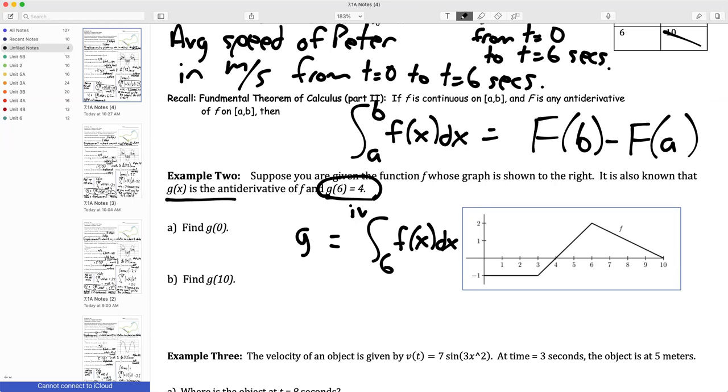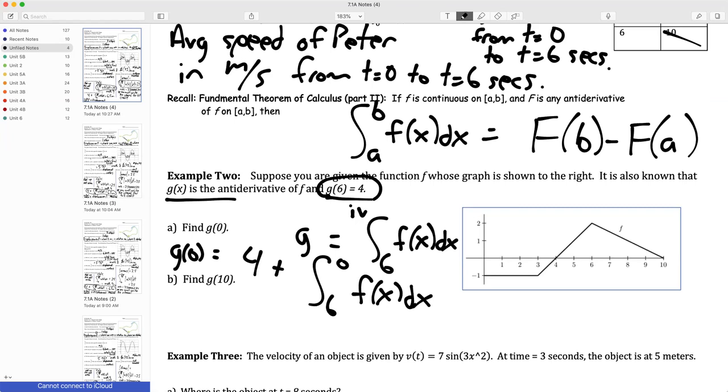Okay. So how else could you, for example, in this next problem, part A, this is a position problem, g of 0. So I need to write an expression for g of 0, and it's a position problem, so I need an initial value and a displacement. What's the only initial value that I have? It's 4. So I have 4 plus the integral from 6 to 0 of f of x dx.